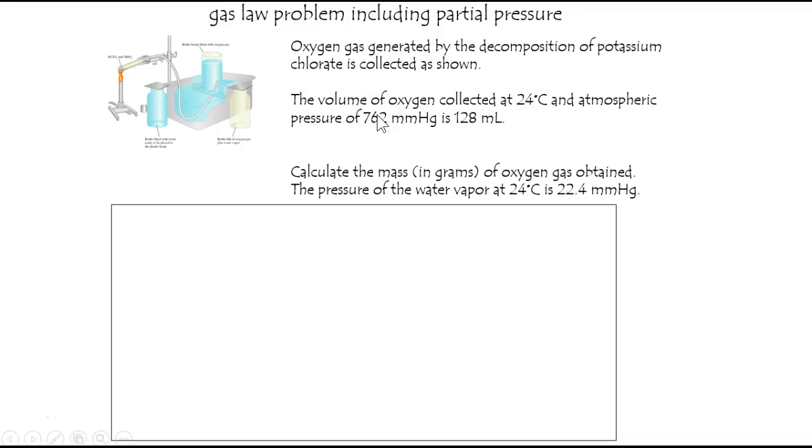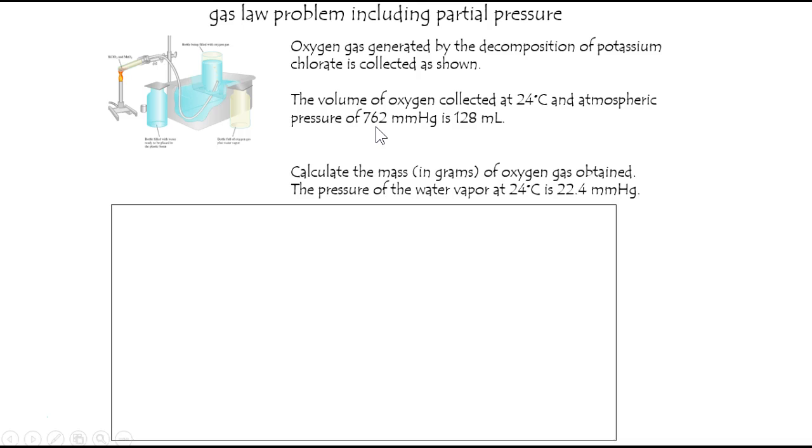Okay, here's another gas law problem. Let's read it and see where it takes us. Oxygen gas can be generated by the decomposition of potassium chlorate, as shown using this apparatus. The volume of the oxygen that got collected at 24 degrees Celsius. Oh, there's a temperature. Let's change it to Kelvin. At an atmospheric pressure of 7,262 millimeters of mercury.